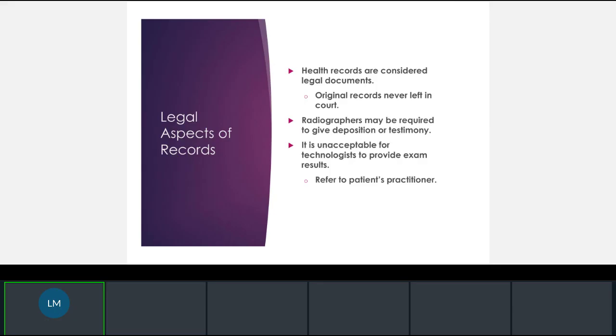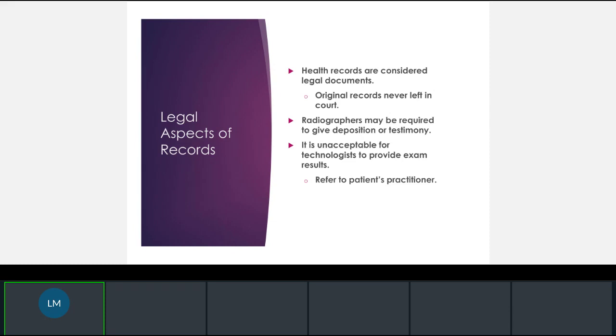Realize that as a radiographer, you may be required to give a deposition or testimony in a case if it involves any images that were done, if you were involved in maybe the OR case, or your initials were on the images that were taken. You definitely could be deposed or included in testimony.